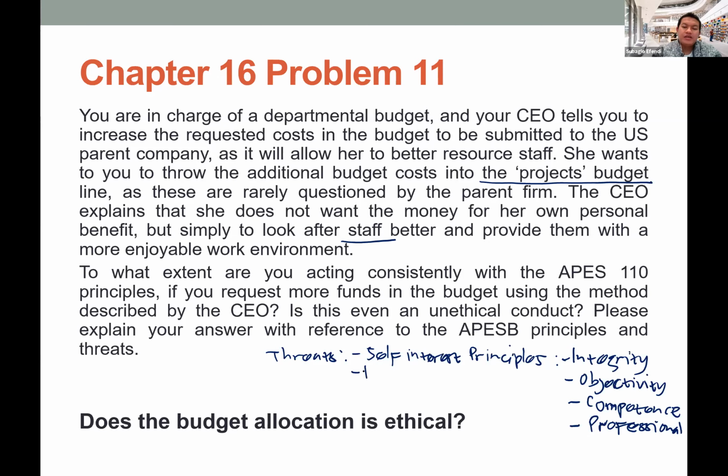Next, we have familiarity. Because this project proposal or budget proposal happens every year, the CEO already knows that if the additional budget is proposed under the project budget, it will be less scrutinized by the head office. So this familiarity puts some risk of breaching ethical principles.